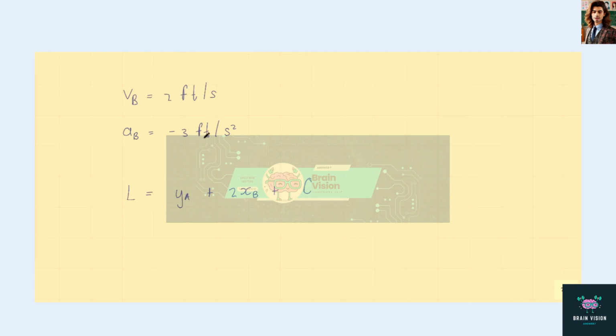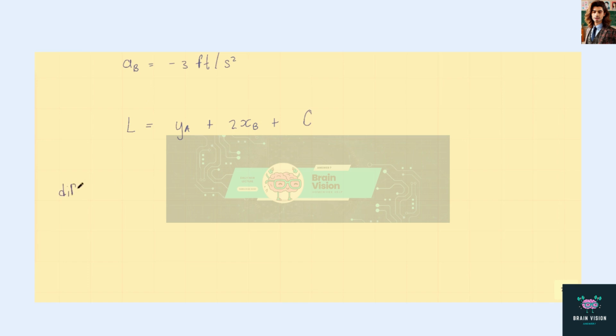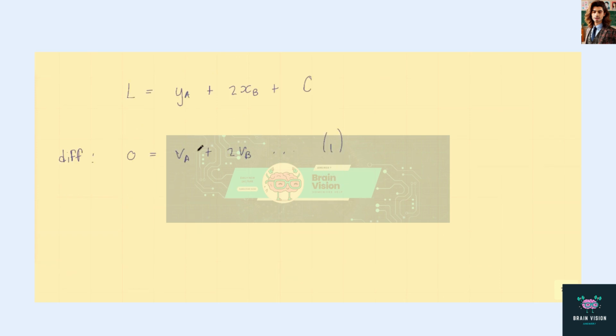Now, if we differentiate the length equation, we can find the velocities. So if we differentiate once, we get 0 is equal to VA, which is dy dt, plus 2VB, which is dx dt, and we'll call this equation 1. So 0 is equal to VA plus 2VB.